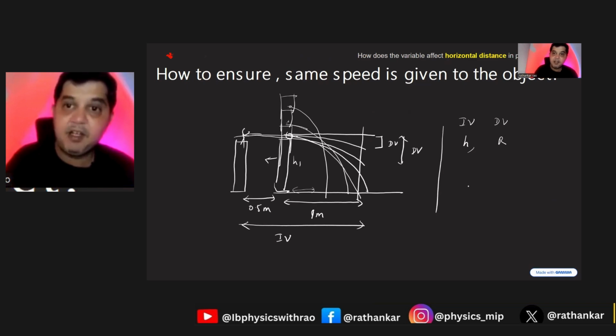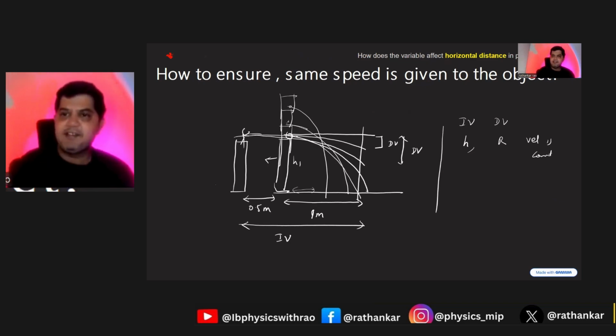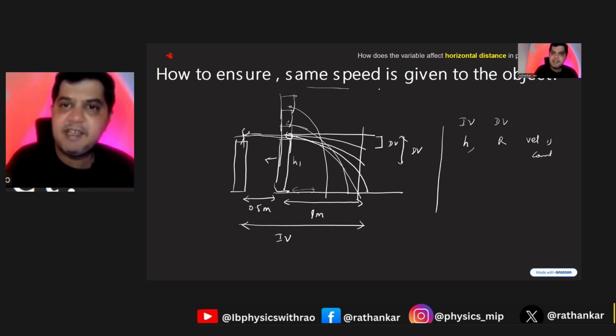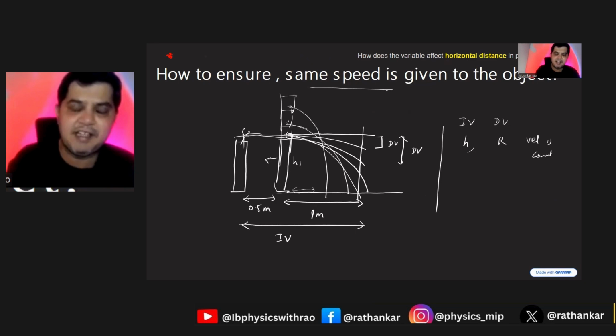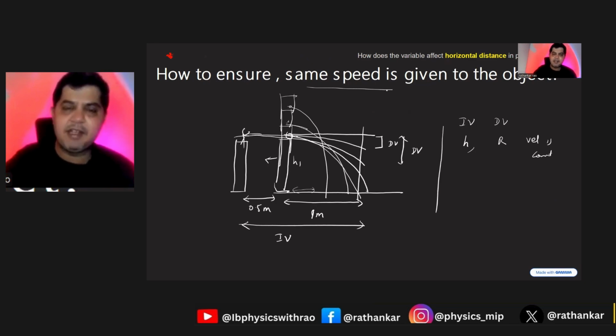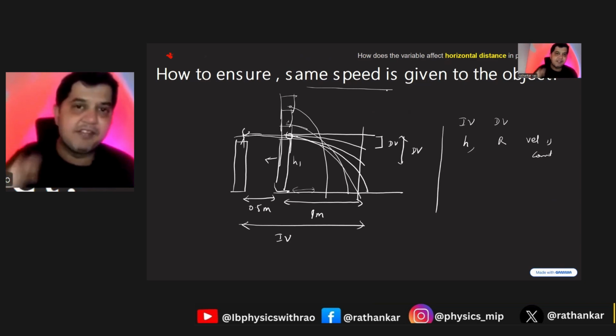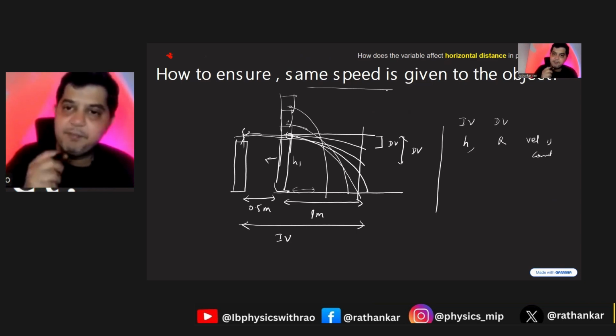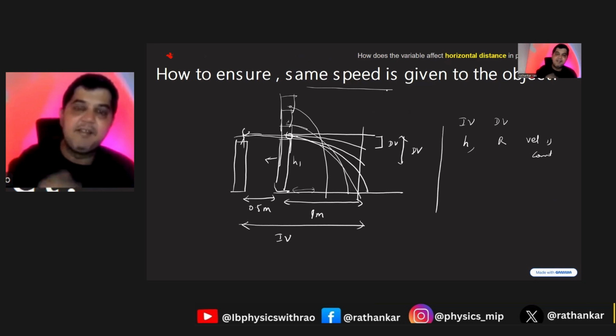The second variable: in all these cases, I see to it that the velocity is constant. The second one that we have is that I can change the distance over here. I can do all these things. But the question here is how do you ensure that the same speed is given to the object? This is a very difficult task to understand, not so easy. I can have a sensor to measure things, but how do I make sure that I am hitting this with the same speed?